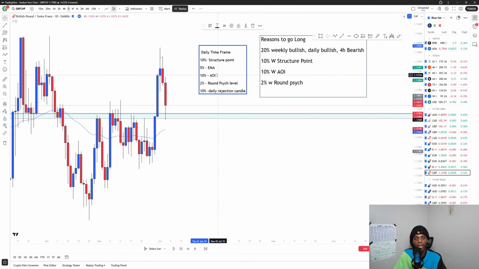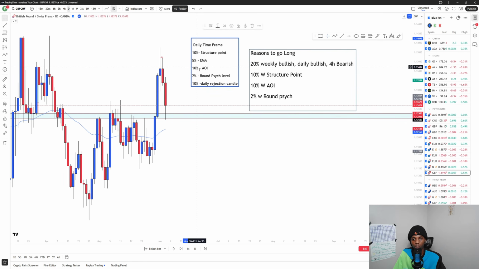And then EMA, is daily time frame rejecting off of the EMA? No, it's not rejecting off of the EMA. If we wicked into it like this, then we would be rejecting off of the EMA, but price is above it and the EMA is below it, so we did not reject off of the EMA. So we cross out structure point, we cross out EMA.